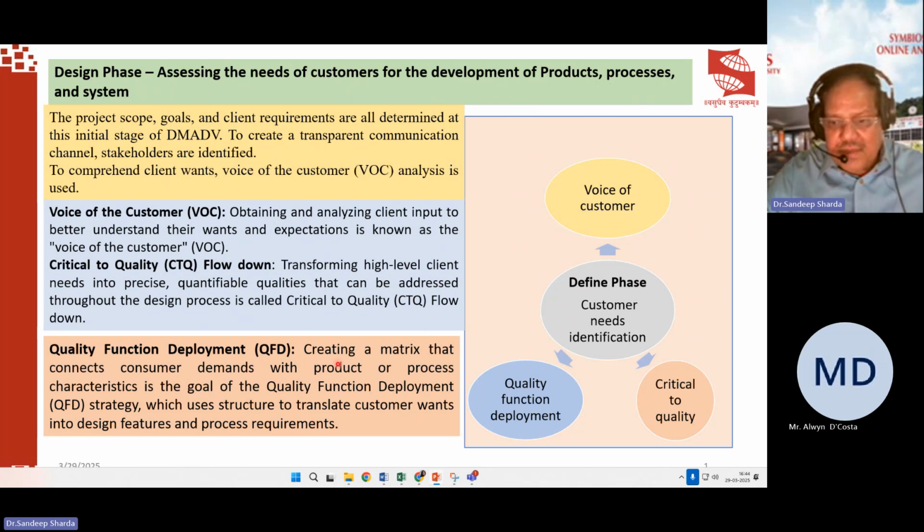Quality function deployment is another tool in the design phase. It creates a matrix that connects the consumer demands with the product and process characteristics. The goal of the quality function deployment strategy is to use this structure to translate the customer wants into design features and process requirements.